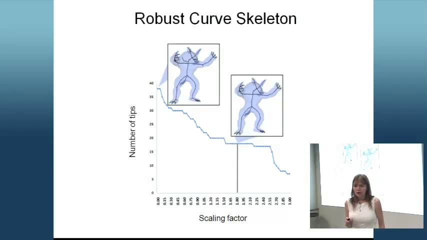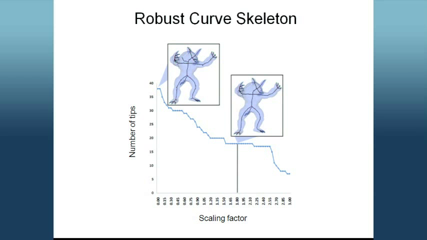Here I want to show you some preliminary results. I plotted the number of the ending points in the skeleton as a function of the scaling factor. When the scaling factor is equal to zero, we have the original thinning skeleton, which is very noisy. As we increase the scaling factor, we have a cleaner and cleaner representation of the structure. In this plot, we can observe plateaus of this graph, which correspond to more prominent features of the shape, which will survive over a larger span of values of the scaling factor.